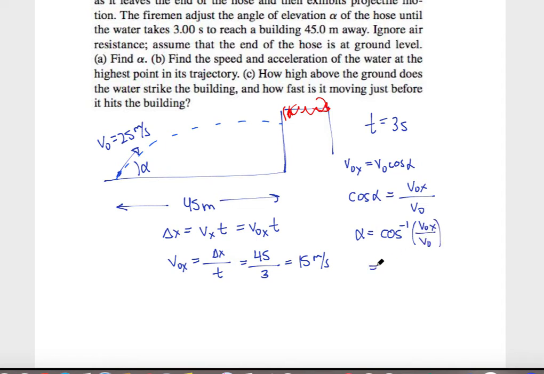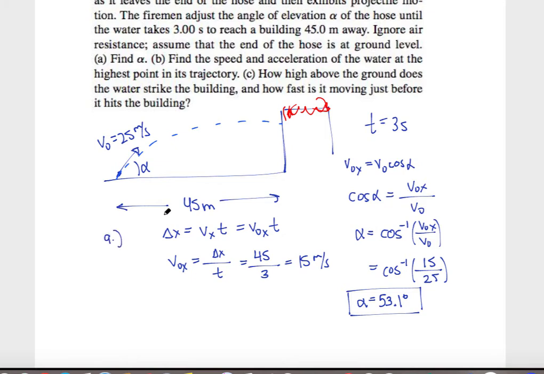So I can go ahead and put this in my calculator. So what I'm going to put in my calculator is going to be v naught x, which is 15, over v naught, which is 25. I'm going to find the arc cosine of this to find my angle. So that would be arc cosine of 15 over 25. It does not matter if you're in radians or degrees for this particular part. It just gives you a different output. So typically we would want degrees. And our value for alpha we get should be 53.1 degrees. So this is all part A.